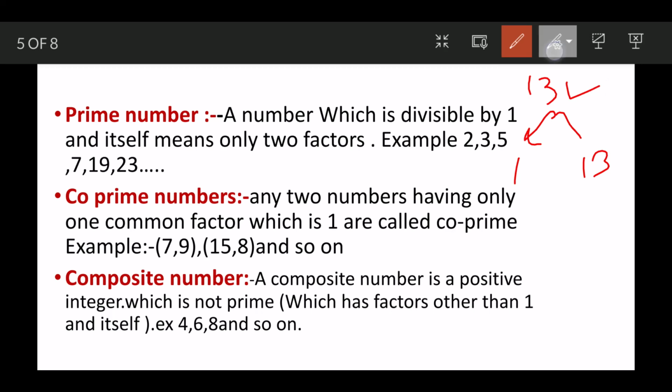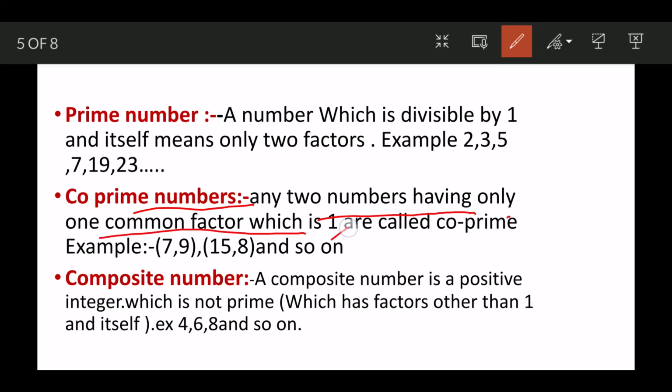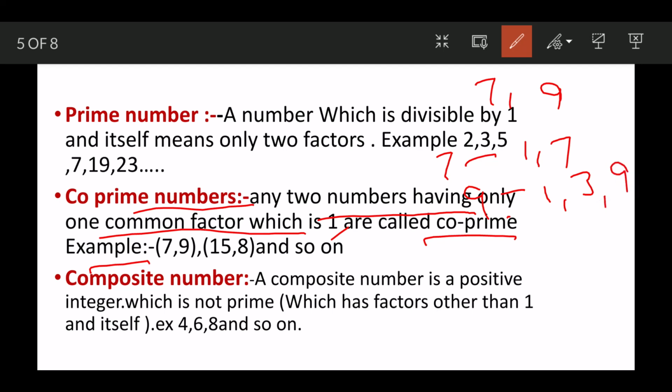Moving to the next, co-prime numbers. Co-prime: any two numbers having only one common factor, which is 1. Okay, means only 1 is a common factor, are called co-prime numbers. Let's take the example 7 and 9. We have two numbers. So we will write factors of 7, that is 1 and 7, and factors of 9, that is 1, 3 and 9. So we have only 1 as a common factor in these two numbers. So 7 and 9 are co-prime numbers.